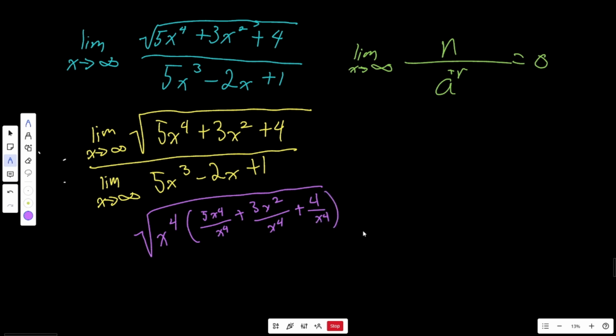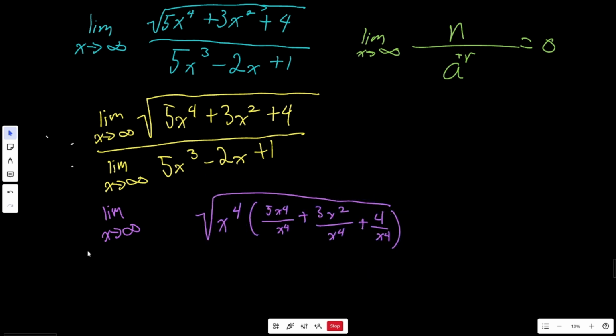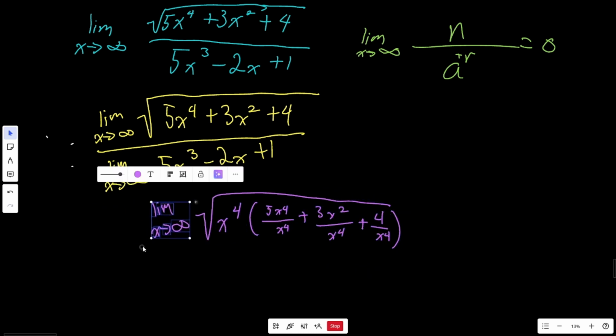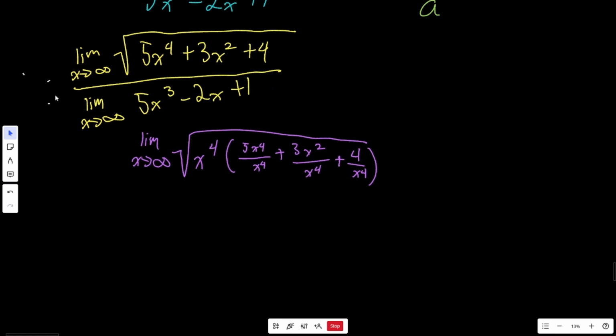Okay, there. And then the limit statement is on the outside. The limit as x approaches infinity. There. Now, what we do now is we're going to do the same thing for the bottom. Now the bottom and the top do not have the same degree, so we're just going to do the same process, but this time with x cubed.